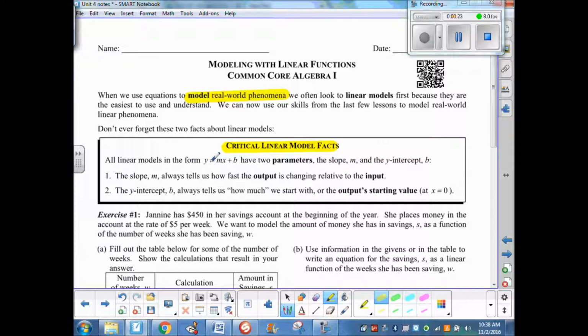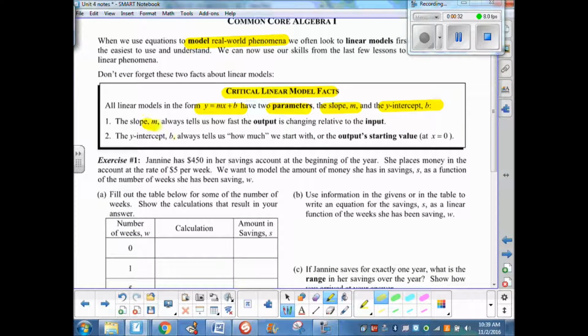So all our linear models come in the form of y equals mx plus b, where our parameters are the slope or the average rate of change and our y-intercept where we begin. So slope m tells us how fast the output is changing relative to the input. So therefore, that's our change in y over our change in x, the delta y over the delta x. Then it says the y-intercept tells us how much we start with, or the output starting value at x equals 0.